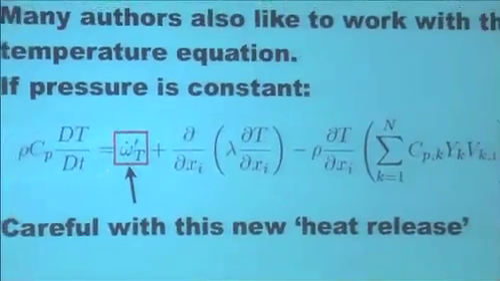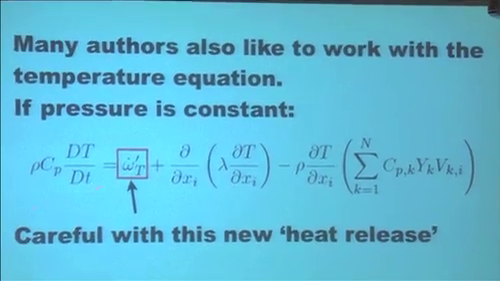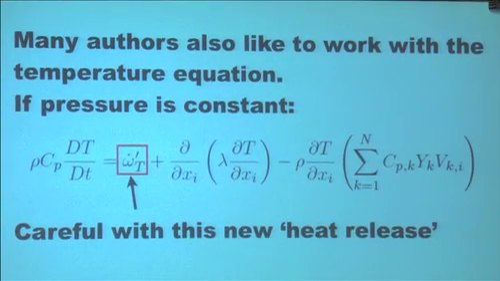One reason for this is that I've shown you equations for energy and enthalpy, but a lot of people like to work with temperature. This is the equation for temperature. You can derive it like the others, and it also has a heat release here, but it's not the same as the heat release you have in the other equations. It would be too simple.